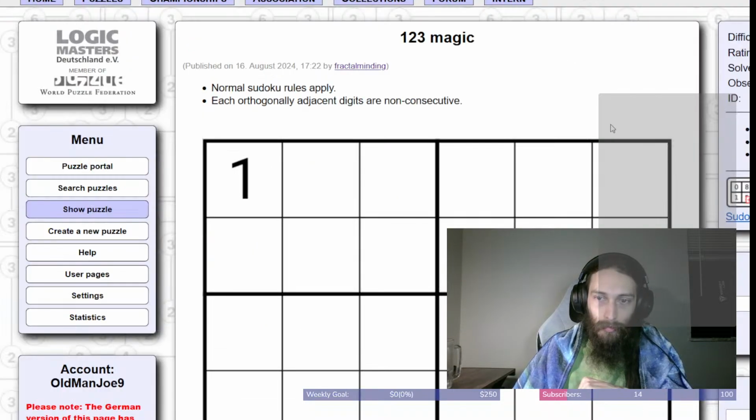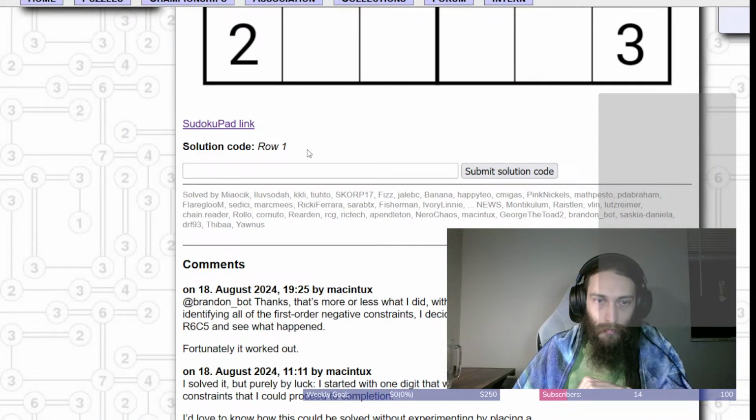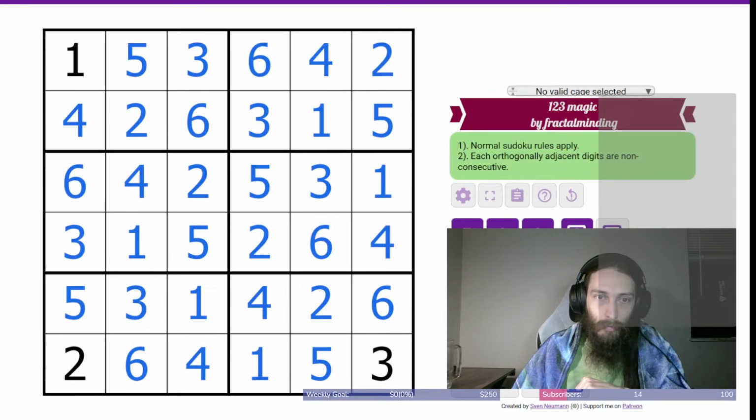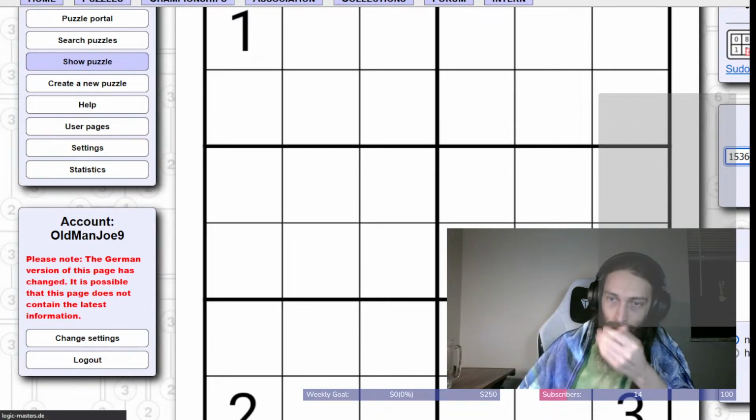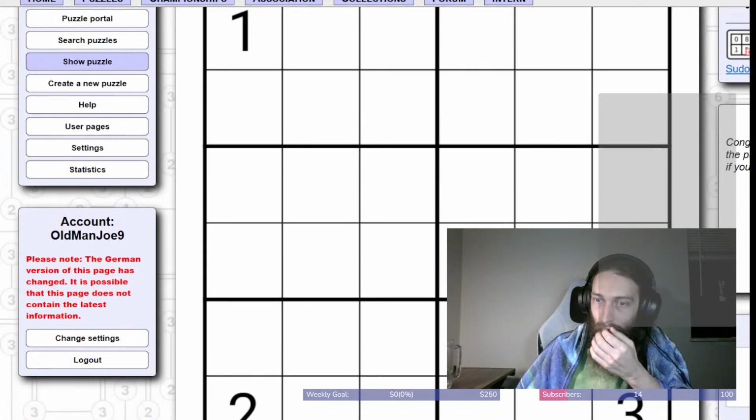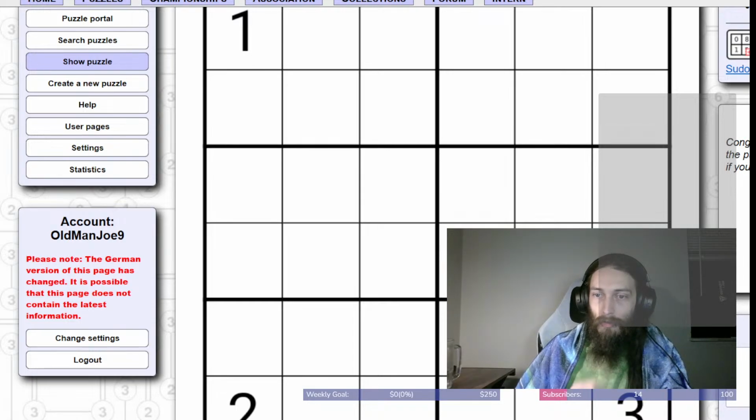Pretty straightforward puzzle. Row 1: 1, 5, 3, 6, 4, 2. I would say that's fairly easy. Yeah. There was no math involved. It was still very nice.